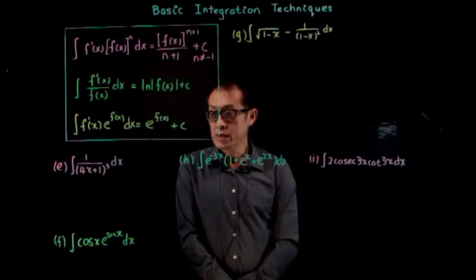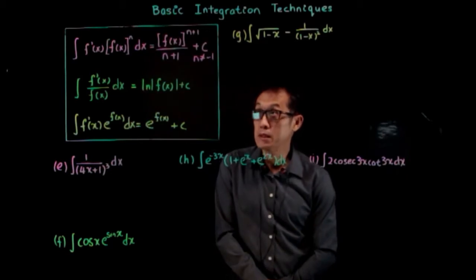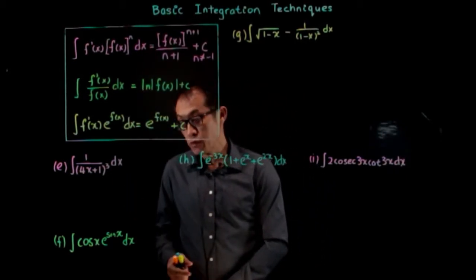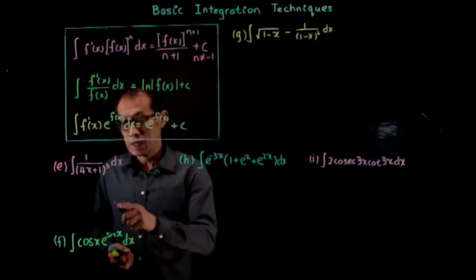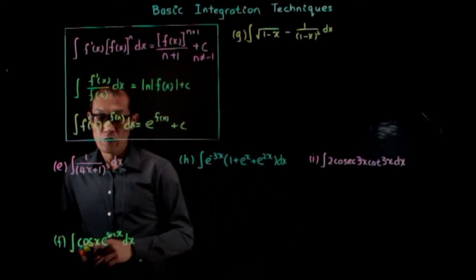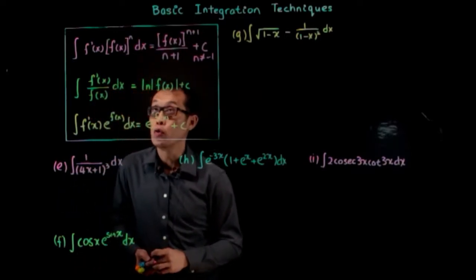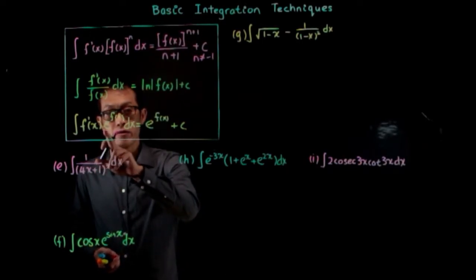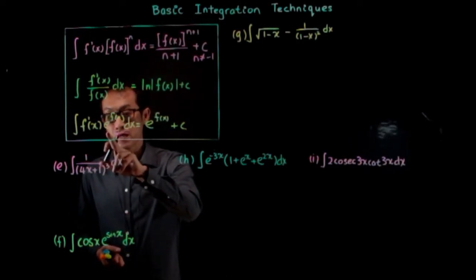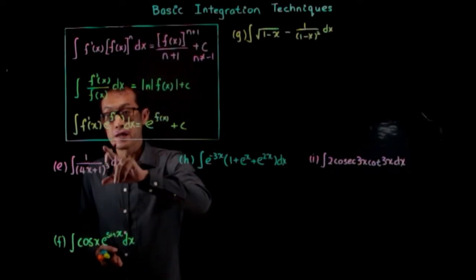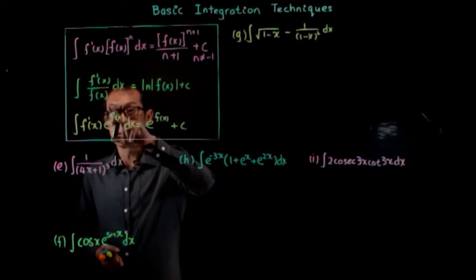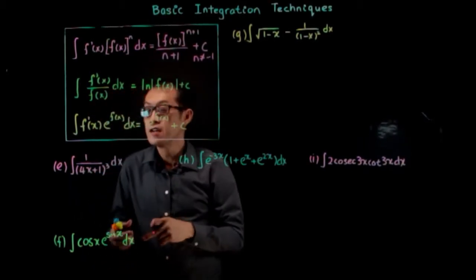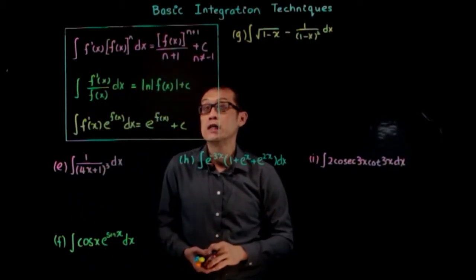Hi, we will be doing another 5 examples on the basic integration techniques. Let's begin with E. Now this is 1 over (4x plus 1) cubed. Looking at this, we don't use this formula because there's no e here. And there is a denominator, but the numerator is far away from the differential of the denominator.